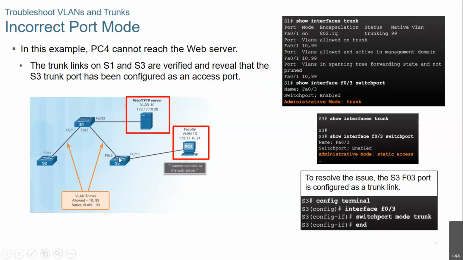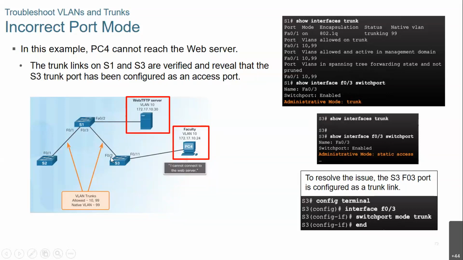Then we go and check at switch 3, show interfaces FastEthernet 0/3. We find that the mode is access. So in this link over here, which is supposed to be a trunk link, this side is trunk, this side is access. So problem. What we can do is go back to S3, go back to FastEthernet 0/3, and change the mode from access to trunk.